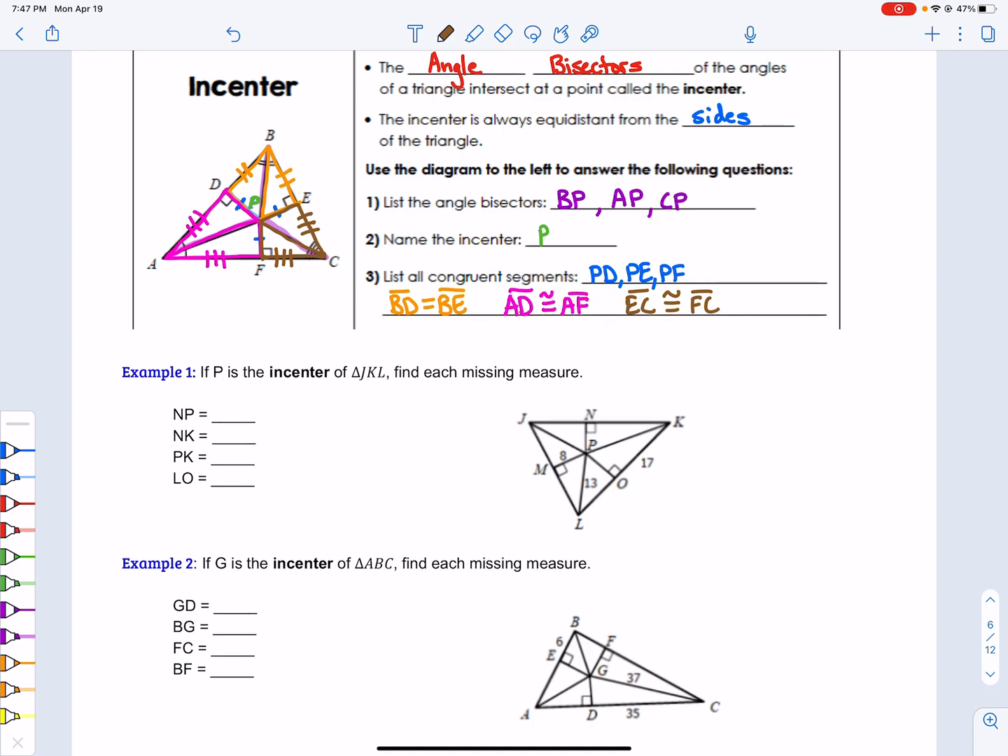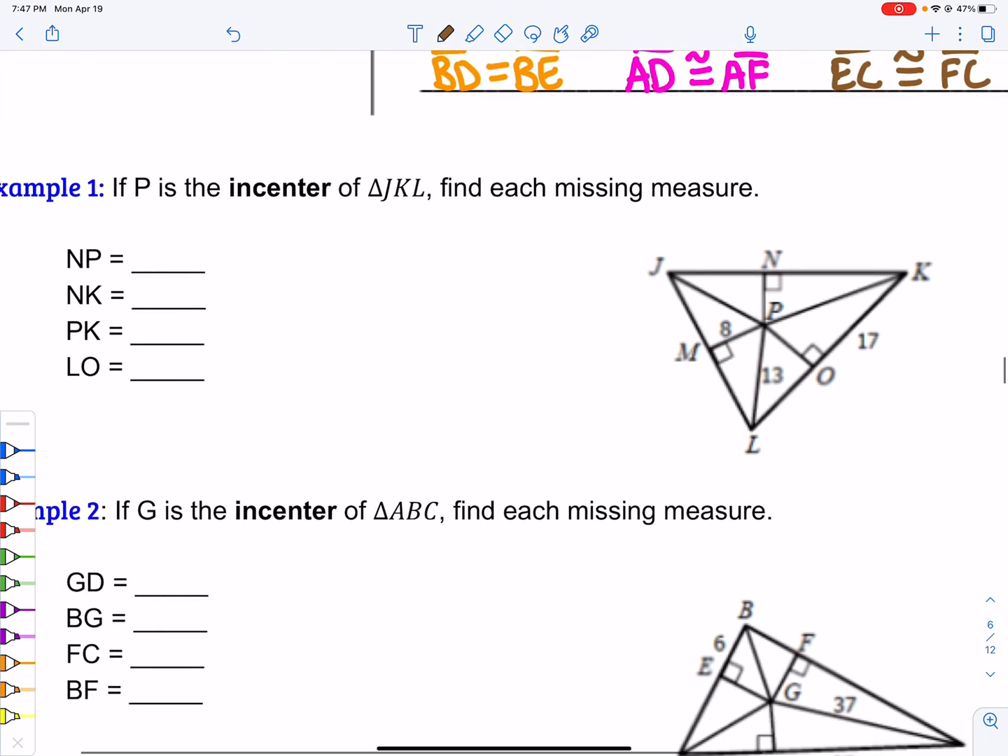Example 1 says if P is the incenter of triangle JKL, find each missing measure. All right, so given what they've shown us in the picture, we could label that each one of these little segments that goes from the incenter to the side of the triangle would all be congruent. So we know that each one of those would equal 8. They've given us 17 for OK, so we know that NK would also be 17 based on the hypotenuse leg theorem. Those two triangles in that corner are congruent. And then they share that hypotenuse right there. And then we're given the 13 for PL.